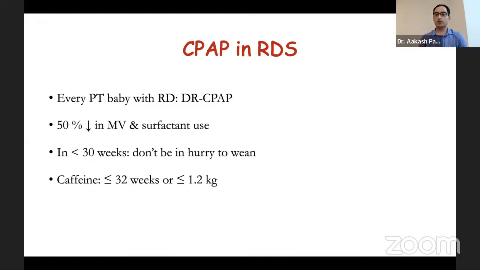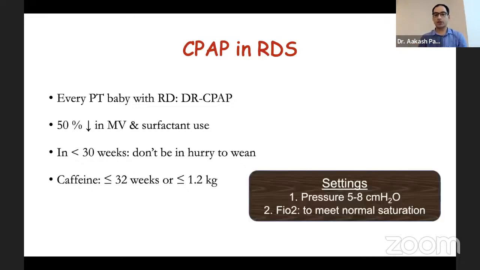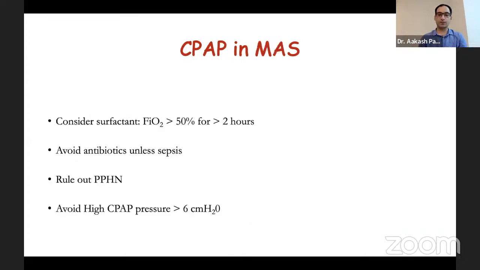And all babies who require CPAP for more than 1 day, especially premature babies less than 32 weeks or less than 1.2 kgs, should be started on caffeine, preferably within the first 3 days of life. It decreases the risk of BPD and also leads to better neurological outcome. The initial settings for RDS should be CPAP of 5 to 6, and FiO2 to start with should be 30%, and then gradually it should be increased to reach the desired saturation target of 90 to 95.